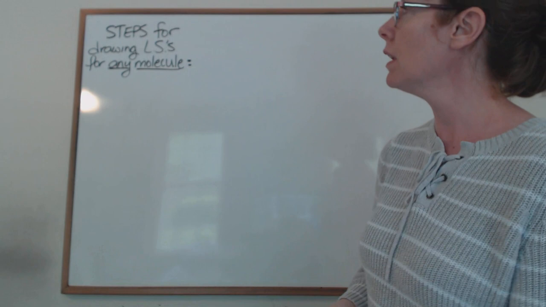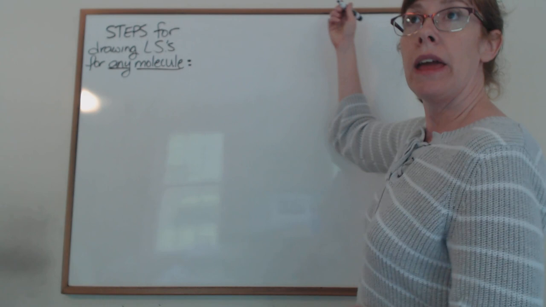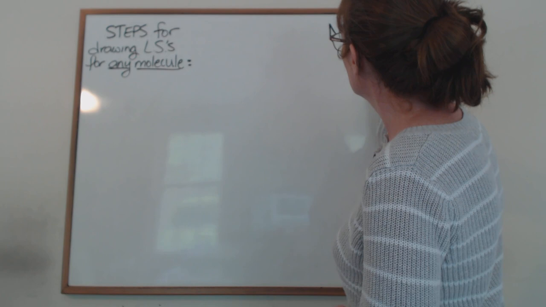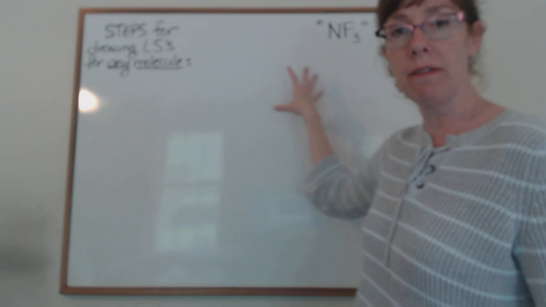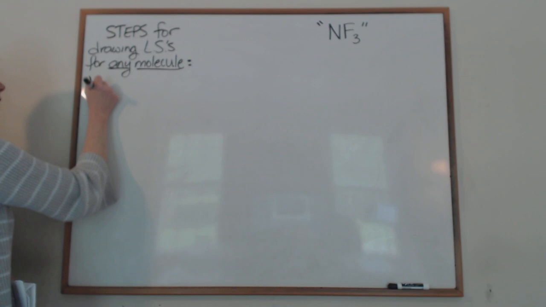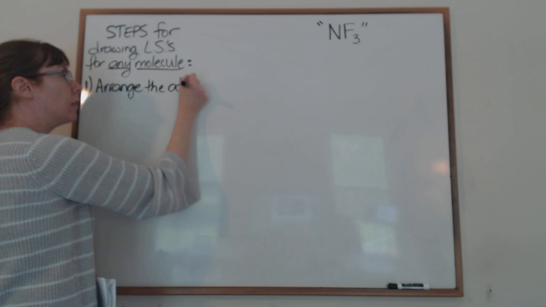Let me go ahead and just use an example. So let's go ahead and do NF3. All right, so we're going to be doing a Lewis structure for NF3, and I'll take you through the steps in order. All right, number one, first step, arrange the atoms on your paper.